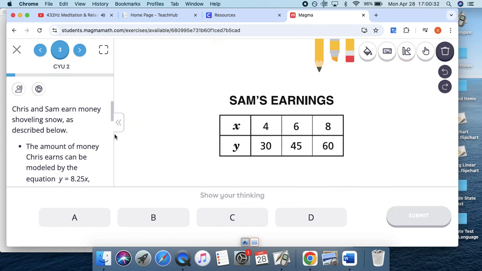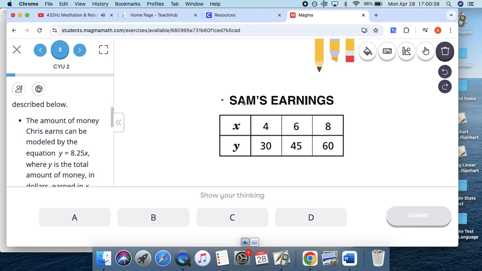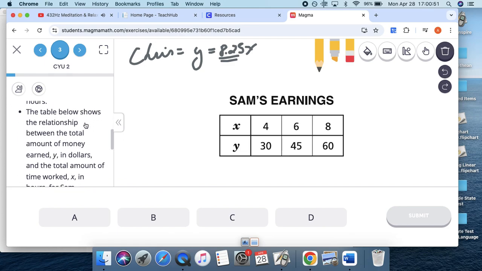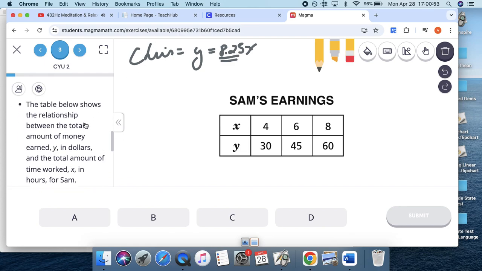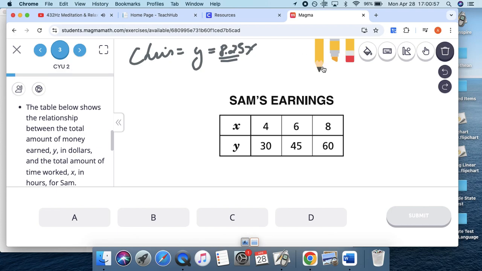So Chris and Sam earn money shoveling snow as described below. The amount of money Chris earns is represented by y equals 8.25x, which means he makes this much money. The table shows how much Sam works. So for Chris, let me start again.